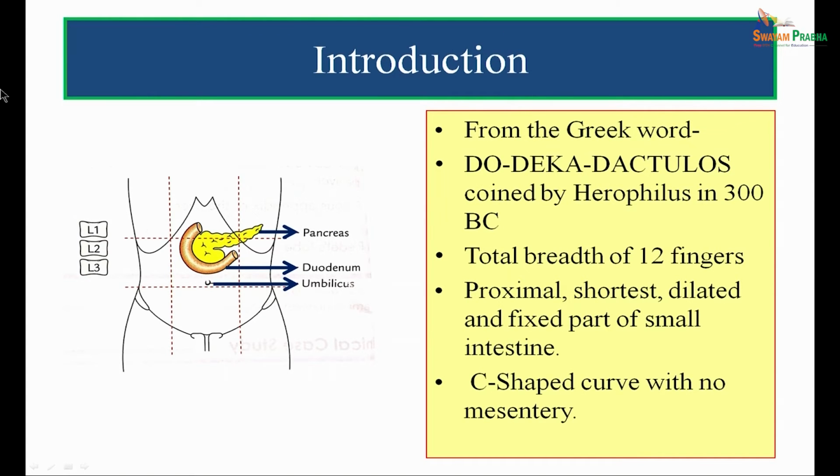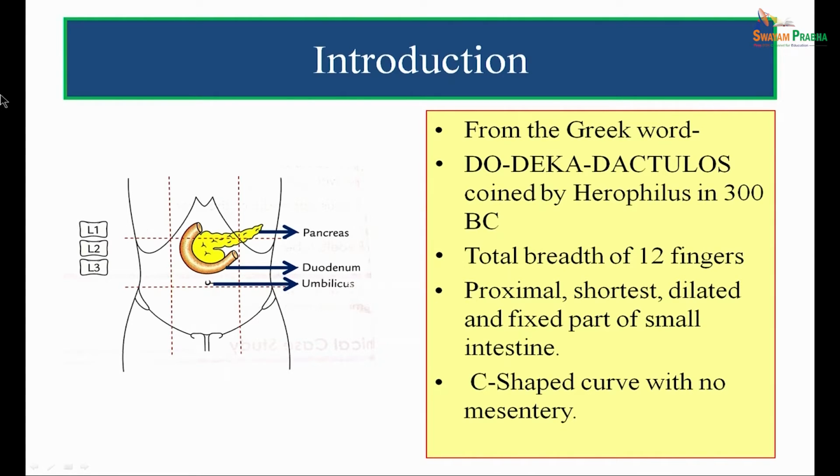Duodenum. Duodenum is derived from the Greek word dodekadaktylos. Dodekadaktylos means do means 2, deca means 10, dactylos means fingers. So, dodekadaktylos Greek word was coined way back in 300 BC by Herophilus, which means it is equal to the total breadth of 12 fingers.